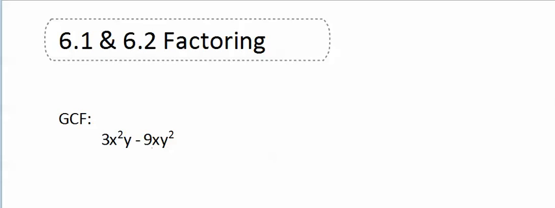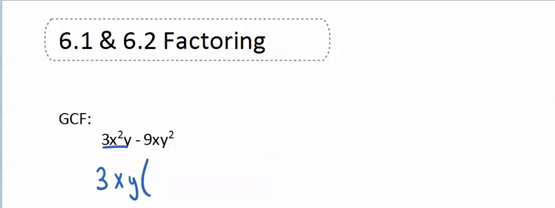So if I look at this first one, 3 goes into 3 and 9, so that would be part of the GCF. Both terms have at least one x in them, and they also have at least one y in them. So that's the highest that can go into each one.